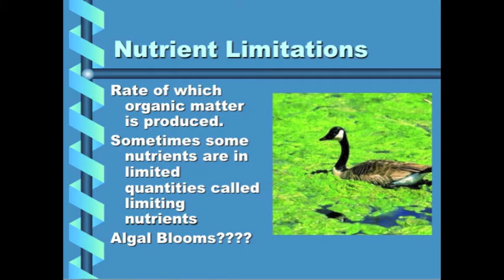Nutrient limitations are sometimes when, in an ecosystem, the lack of nutrients will limit what can grow. A lot of times what you see on the right hand side is runoff of fertilizer from a field will deplete the oxygen supply in a water source and cause an algal bloom, which is what you see in the picture with the goose.